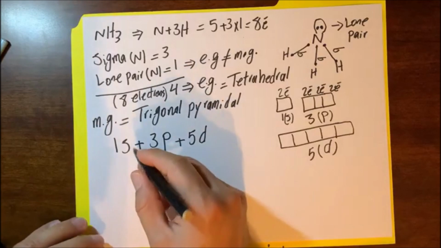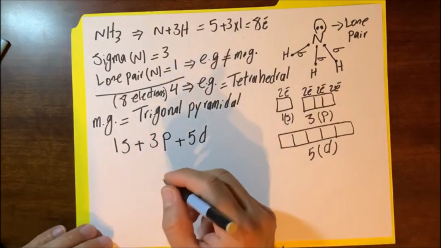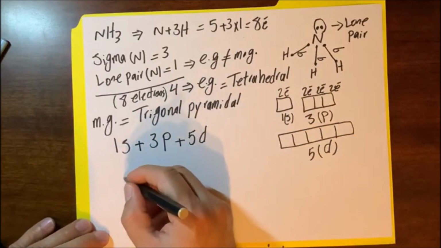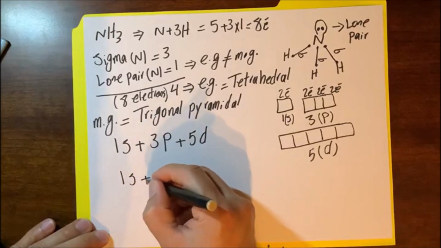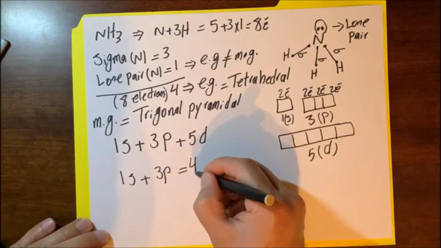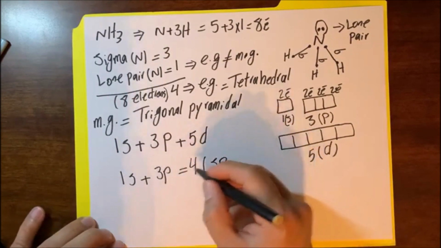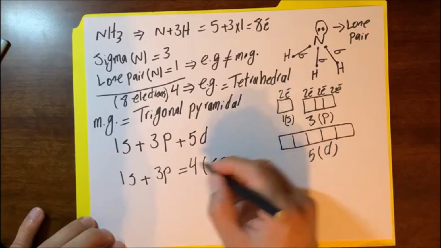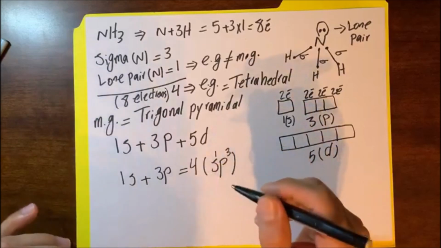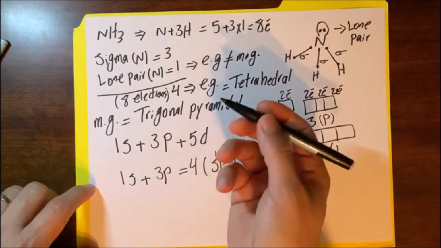And always you start with 1s, and then you go through p, and then you go higher level. So in this case, because I have 4 pairs, I'm going to say I need 1 from s, and I'm going to take the 3 from p, and it will give me 4 orbitals. That's hybridization for them. From s it will be 1, and from p it will be 3. So I got 4 sp3 orbitals. This is the hybridization.